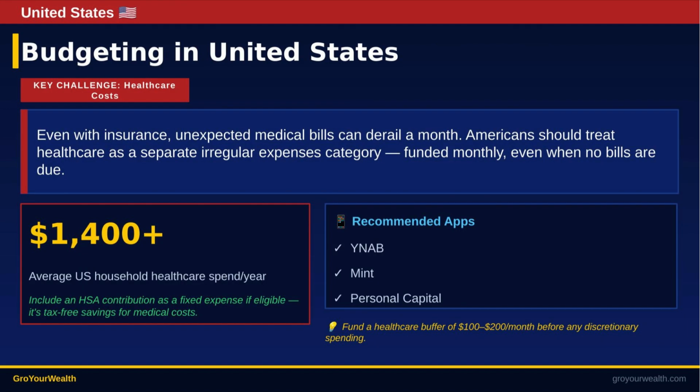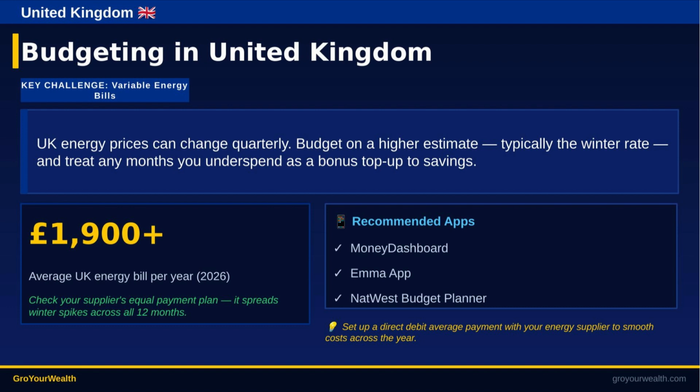In the United States, the biggest budget pressure for most households is healthcare costs, which can arrive unexpectedly even with insurance. American budgeters should treat health as a separate irregular expenses category and fund it monthly, even when no bills are due. In the United Kingdom, energy bills are the wild card.